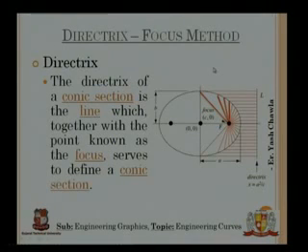So if I say what is the basic definition of directrix, then I'll say the directrix of a conic section is a line which, together with the point known as focus, serves to define a conic section. That is basically an ellipse. For parabola there will also be a directrix, for hyperbola there also will be a directrix. In this directrix focus method, we are just concentrating on ellipse.